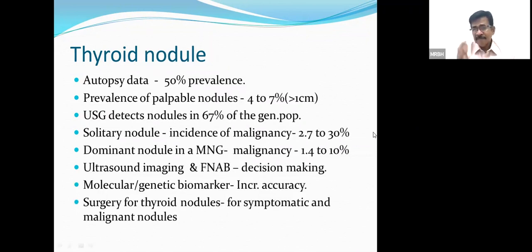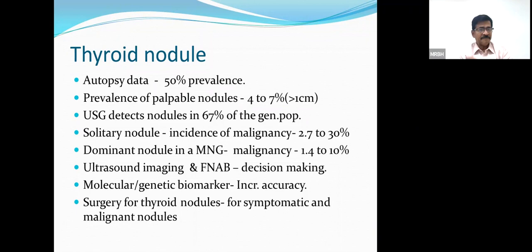If you go to the incidence of thyroid nodule, autopsy data indicate there is 50% prevalence of thyroid nodules in autopsy studies. The prevalence of palpable nodules varies between 4 to 7%. Nodules which are usually 1 centimeter or more are palpable. Ultrasound can detect nodules in up to 67% of the general population, most of which are not symptomatic. In a solitary nodule, the incidence of malignancy is 2.7 to 30%. For a dominant nodule in a multinodular goiter, the chance of malignancy is 1.4 to 10%.